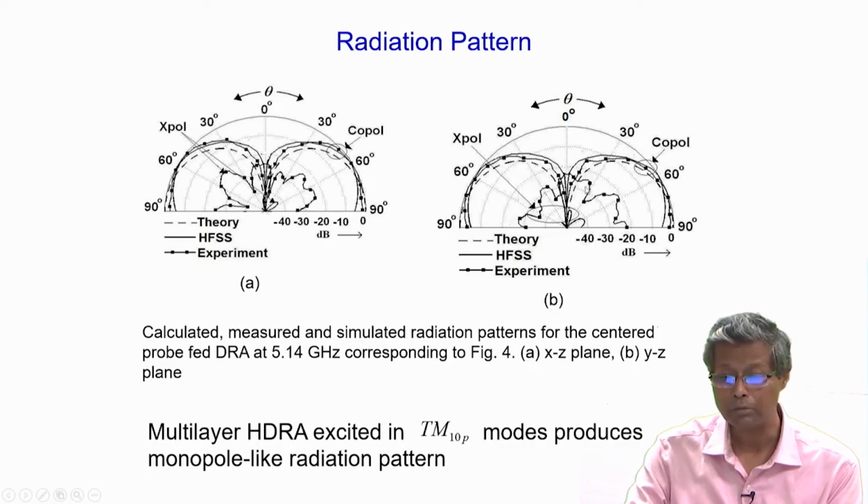So, these are the radiation characteristics in the xz plane and the yz plane. So, you see the null at the center. This is the typical feature of the TM10P mode. So, the multilayer HDRA excited in the TM10P mode produces monopole like radiation pattern. We call this pattern monopole like because this is the same pattern produced by a monopole antenna. It is also called an end fire pattern because the radiation is along the horizon and we have a null at the center at theta equal to 0.